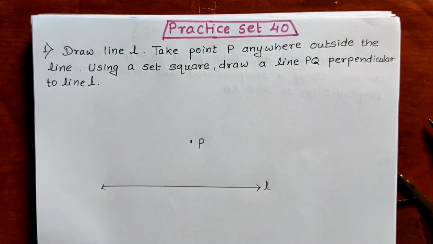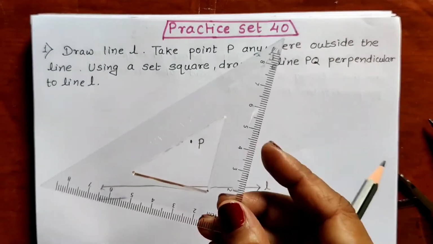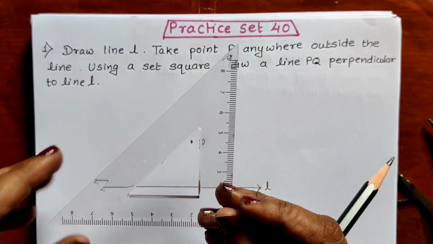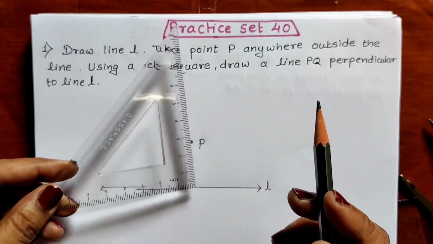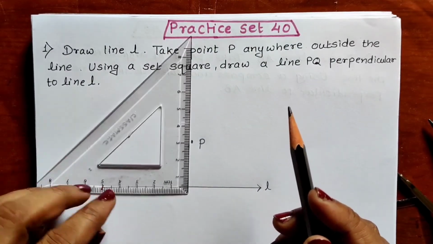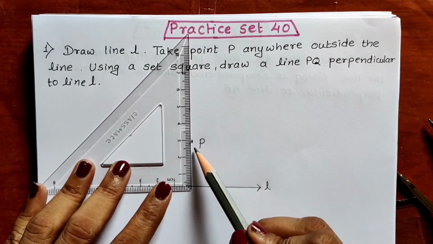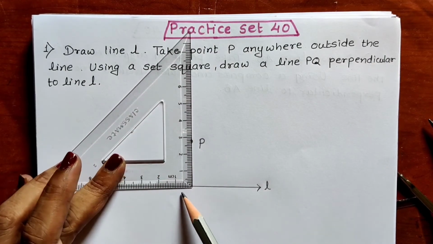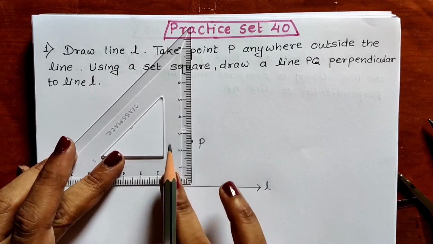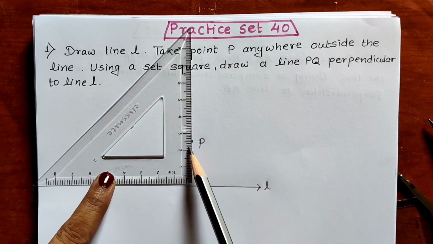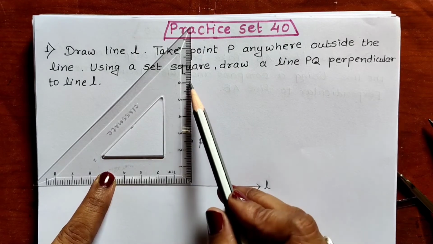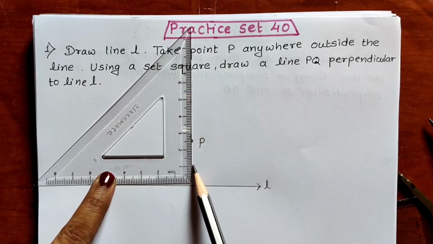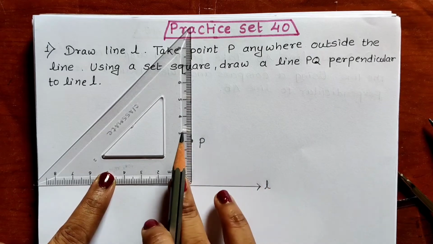Now what do we have to use? We have to use our set square. And how to use this set square? One side of the right angle should match with line L and the other side should pass through point P. Okay, this side should match with line L. See that in this way you have to place it, and this other side should pass through point P, so that you can draw a line passing through point P on line L. So let us draw.